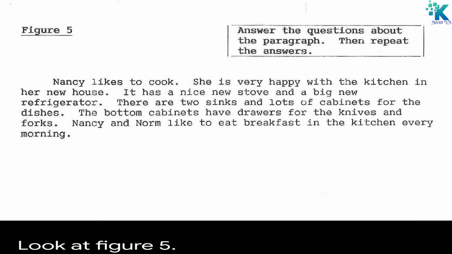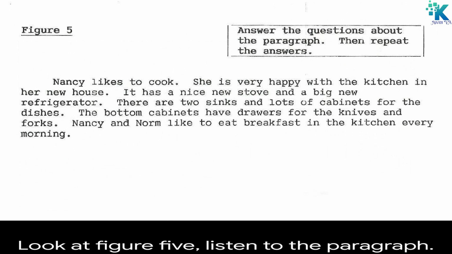Look at figure 5. Listen to the paragraph.